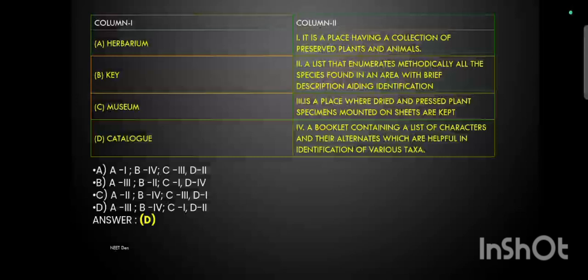So the answer is D. Option D shows matching of A, herbarium, with 3, that is a place where dried and pressed plant specimens mounted on sheets are kept. Matching of B, key, with 4, a booklet containing list of characters and their alternates. Matching of C, museum, with 1, a place having collection of preserved plants and animals. And matching of D, that is catalog, with 2, a list that enumerates methodically all the species found in the area.